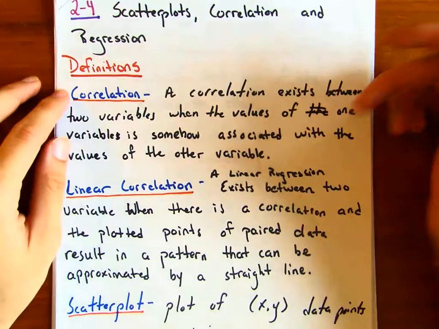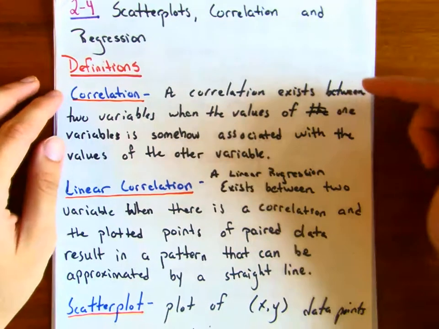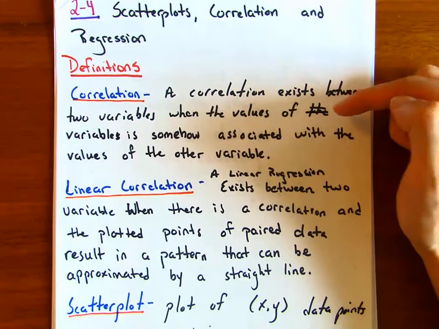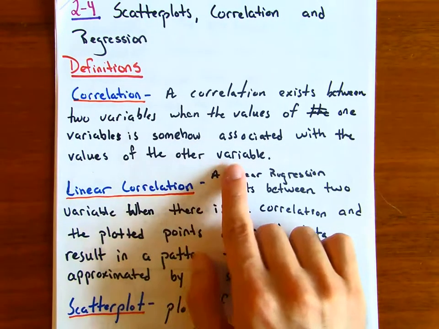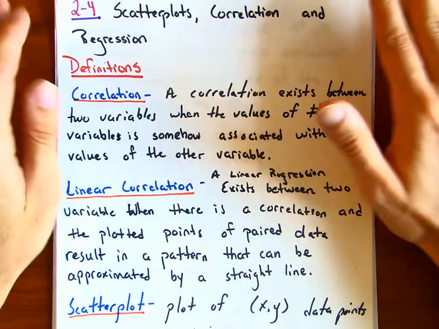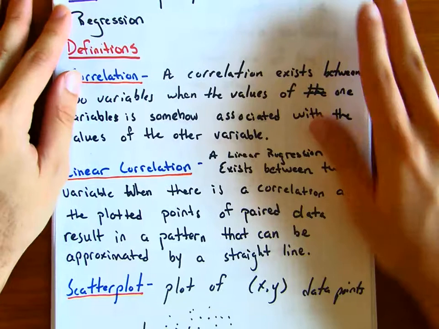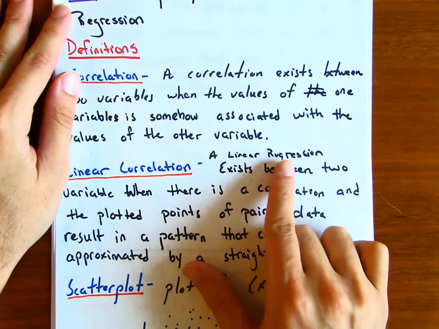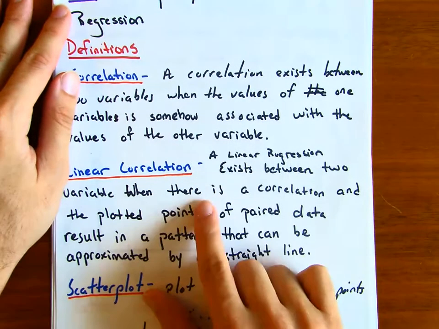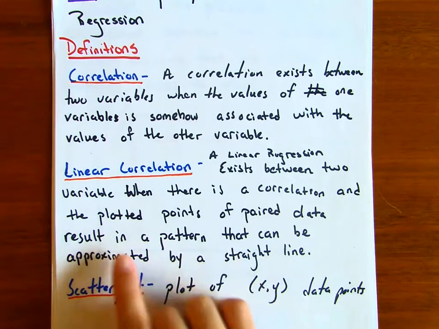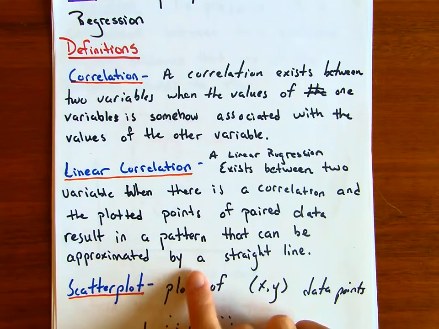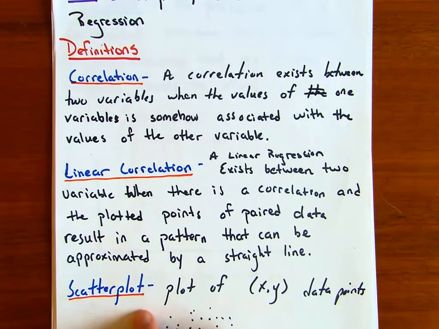So here we have correlation. A correlation exists between two variables when the values of one variable are somehow associated with the values of the other variable. We'll go through some examples very soon. A linear correlation or a linear regression exists between two variables when there is a correlation and the plotted points of paired data result in a pattern that can be approximated by a straight line. We'll get to that very soon.